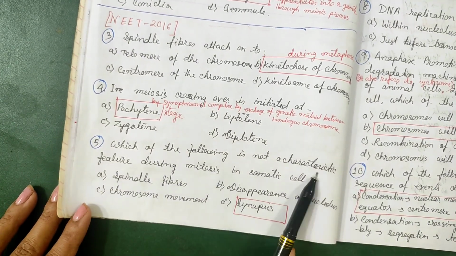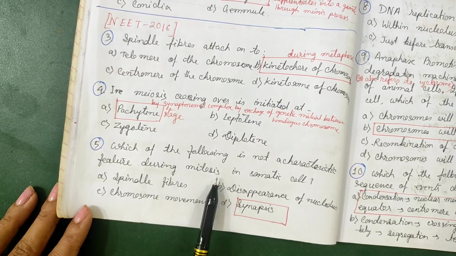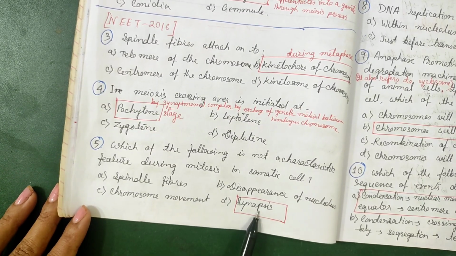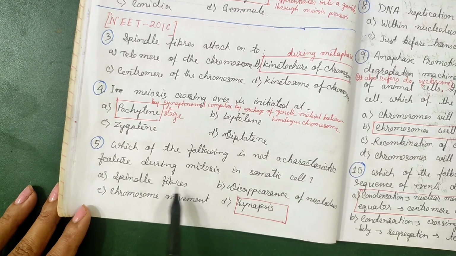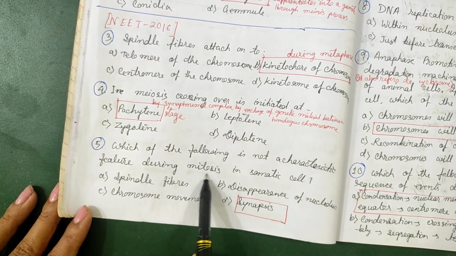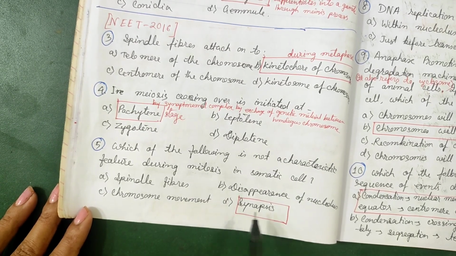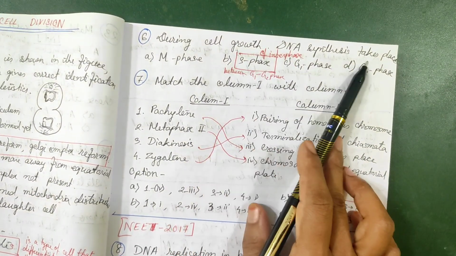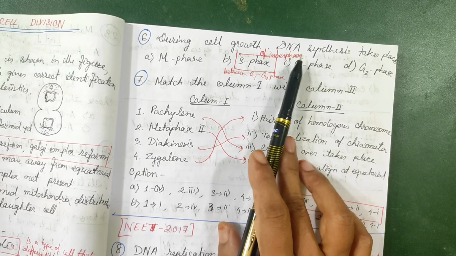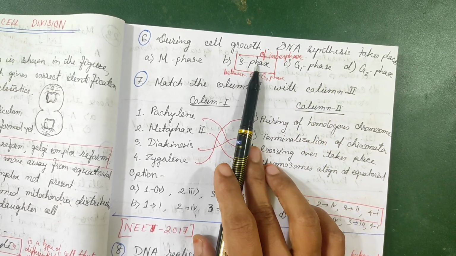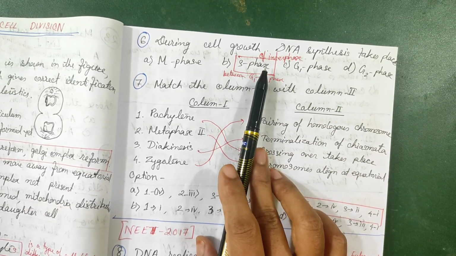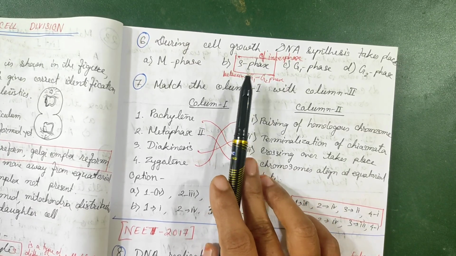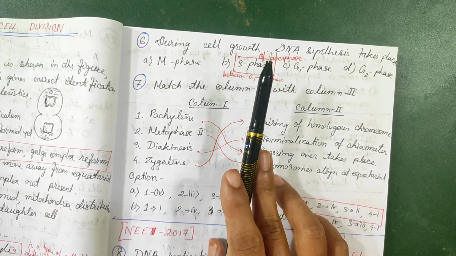Next question, number 5. Which of the following is not a characteristic feature during mitosis in somatic cell? From this option, synapsis. Synapsis is not present in mitotic division. It is always present only in meiotic division. Next question, during cell growth, DNA synthesis takes place. DNA synthesis always takes place in the synthesis phase, okay, the synthesis phase of interphase of the cell cycle. It is present between the growth 1 phase and growth 2 phase, the S phase or synthesis phase.